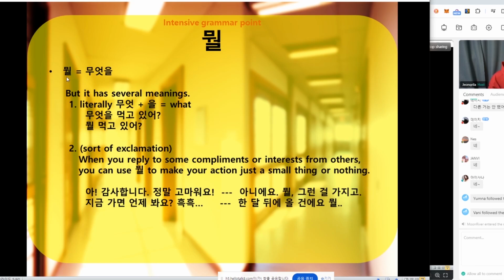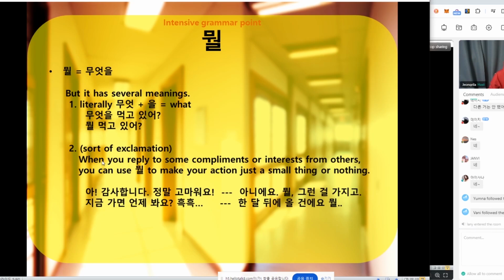So first, 뭘 is the short version of 무엇을. So 무엇 is "what," right? We call it an 의문 대명사, but anyway, 무엇을 means what. So the first meaning is literally 무엇 plus 을. So, 무엇을 먹고 있어? What are you eating? You already know this usage, right? 뭘 먹고 있어? 무엇을 먹고 있어? 뭘 먹고 있어? We already know this usage.